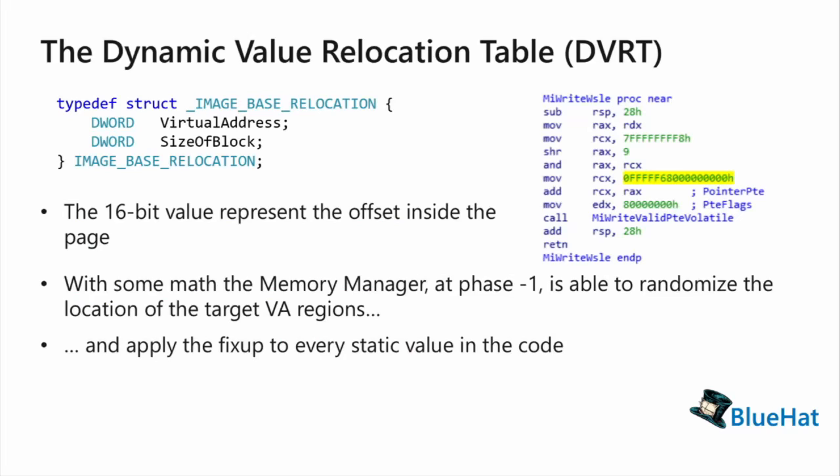So what happens when you switch on your computer and the WinLoader gives execution control to NT kernel? At memory manager phase -1, when the NT kernel is still not initialized and doesn't have anything initialized, we are able to randomize the location of the target VA regions, like the PFN database or the PT table. On the right of this slide, I put a sample. If you reverse it with IDA, you will see FFFF6800, which is the page table base, if I don't remember wrong. Yes, it's that. And so we apply the fixup to every static value that is present in the binary.